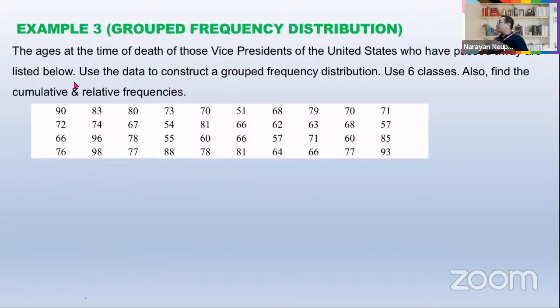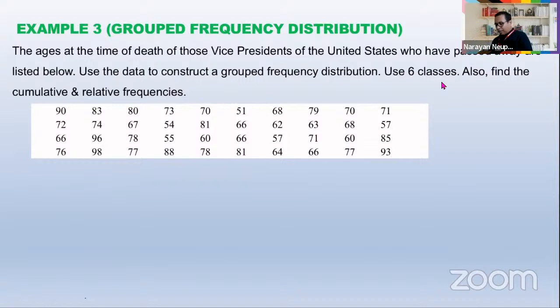So these are the ages of the vice presidents who passed away, recorded at the time of their death. Use the data to construct a grouped frequency distribution. We have to group the data into smaller groups and make the frequency distribution. How many groups are we asked to make here? 6. We are asked to use 6 classes or 6 groups.